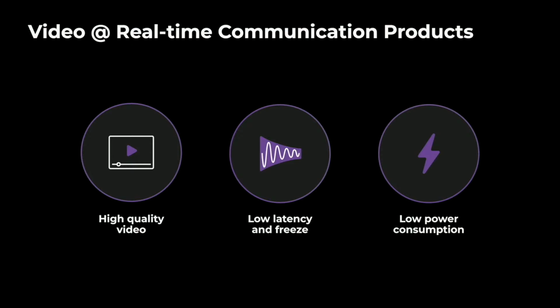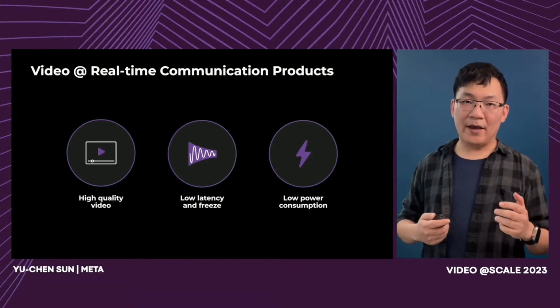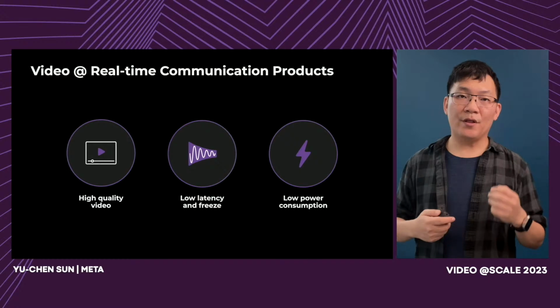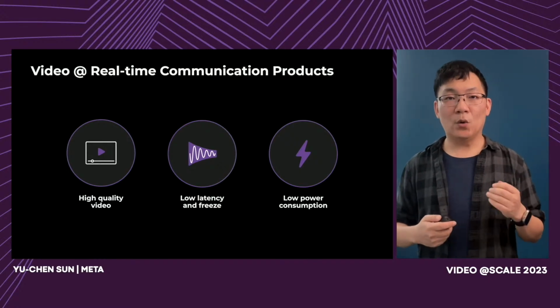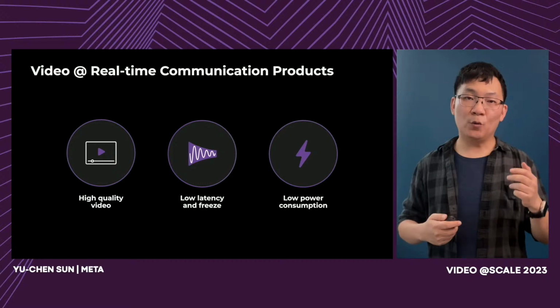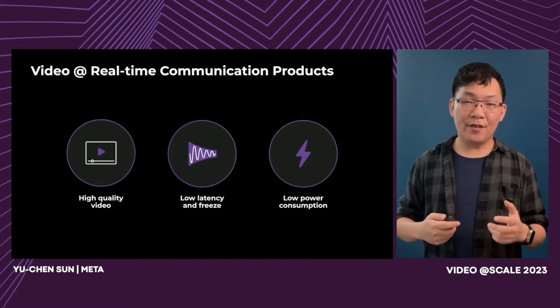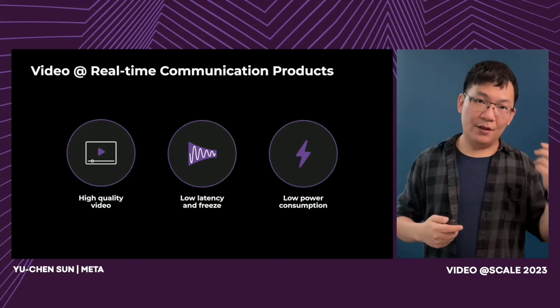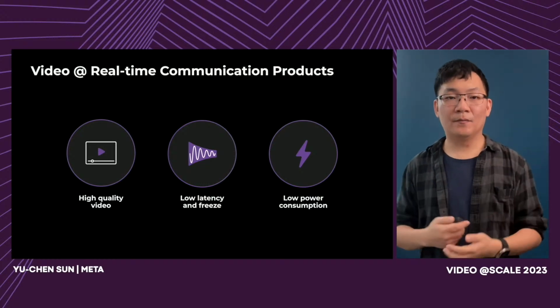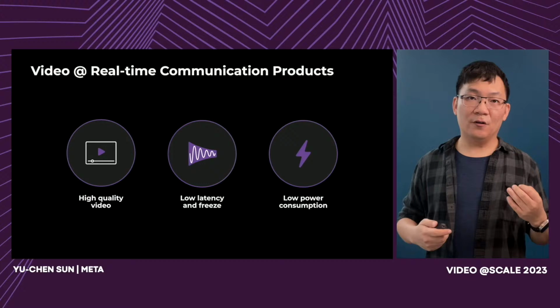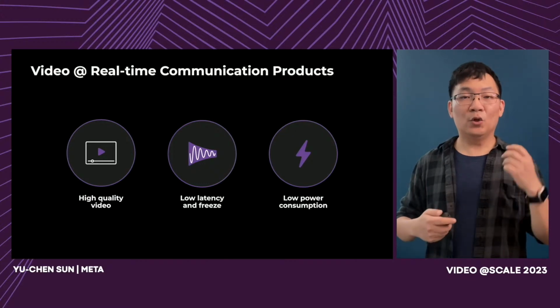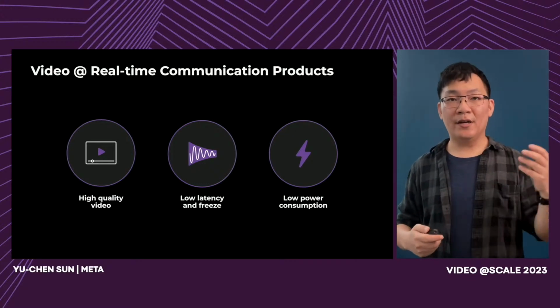For people who may not be familiar with real-time communication, or RTC, I'm going to start with a brief intro. The most popular use case of RTC is video calling. Unlike video on demand, RTC has to deal with end-to-end video latency. Typically, we want to keep end-to-end latency less than 300 milliseconds. Once the latency goes over, the user starts to feel a delay. So it's always a struggle for an RTC video coding system to provide high quality while maintaining low latency.